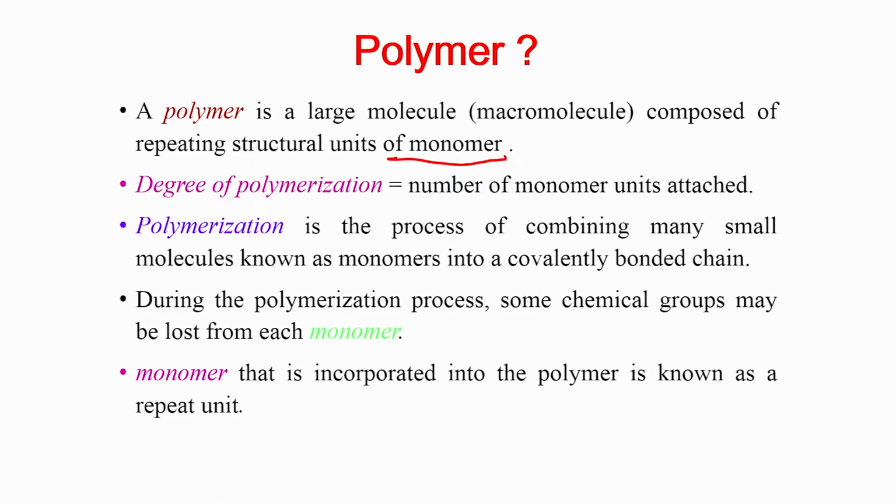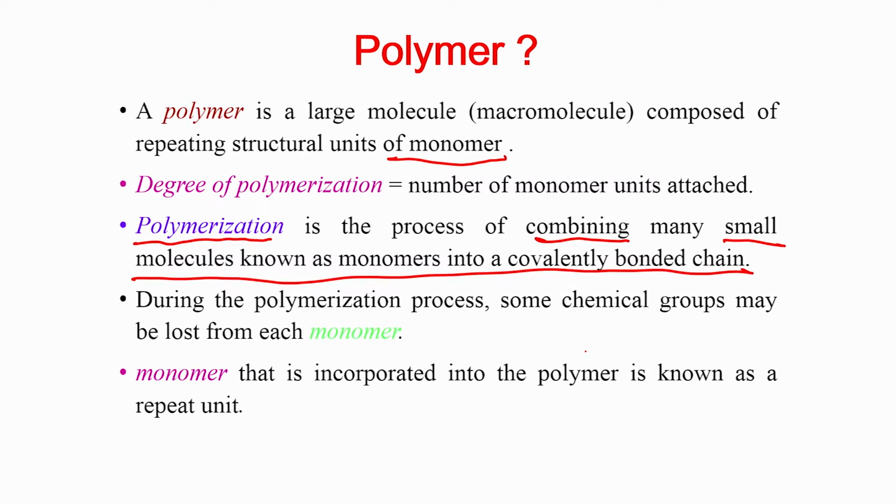So, regarding the way polymers are synthesized, one very important term is called degree of polymerization. Degree of polymerization is nothing but the number of monomer units which are attached to make the macromolecular structure. And what is the polymerization process? Polymerization is a specific process which combines small molecules known as monomers into a covalently bonded chain.